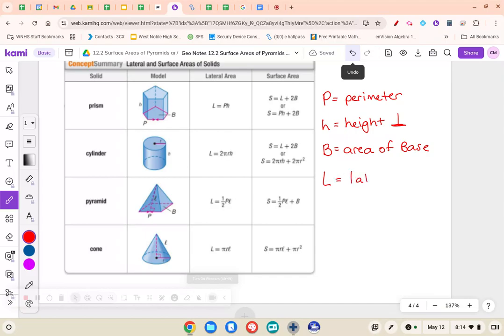Capital L is your lateral area. Lowercase l is your slant height. And R is your radius. All right, hopefully that helps you guys out.